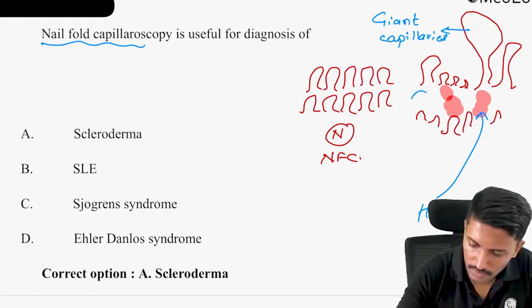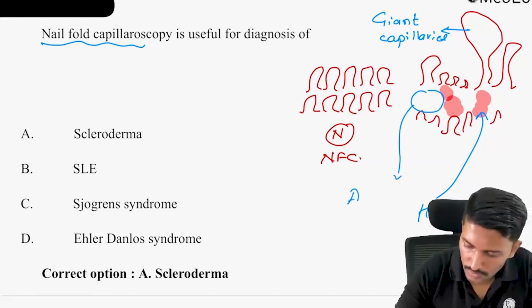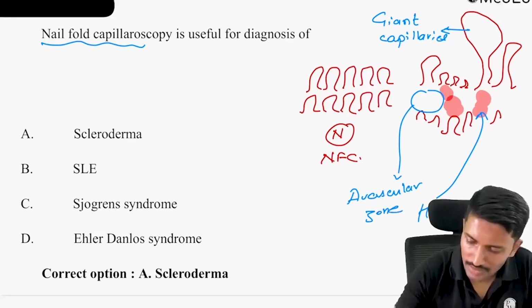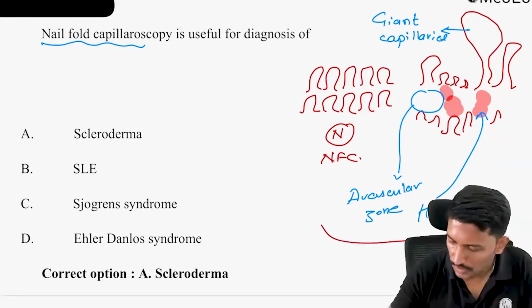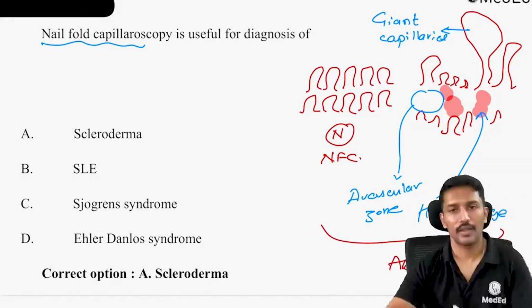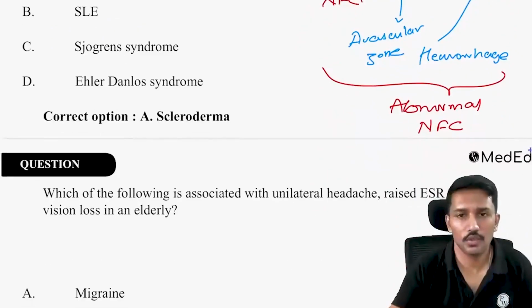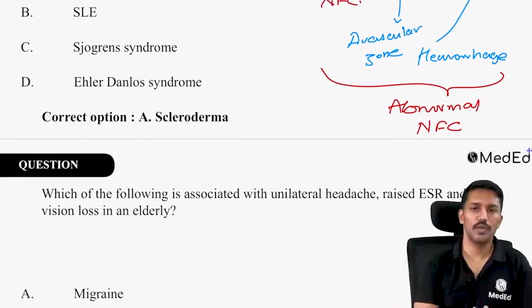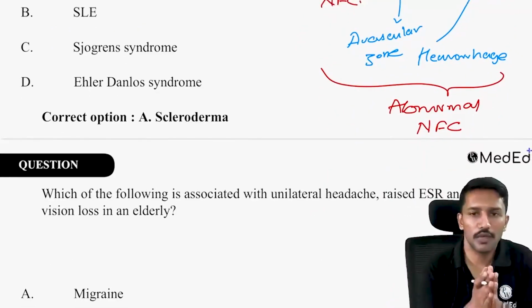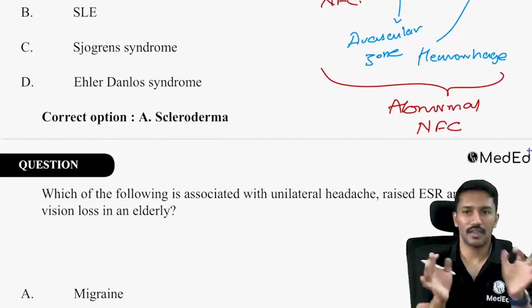So you can have areas where there are no capillaries, so we call them avascular zones. If you get this picture, this is abnormal, right? We report it as abnormal nail fold capillaroscopy. Now where is it useful? Where is the use of abnormal nail fold capillaroscopy? Basically to differentiate between Raynaud's disease and secondary Raynaud's phenomenon.